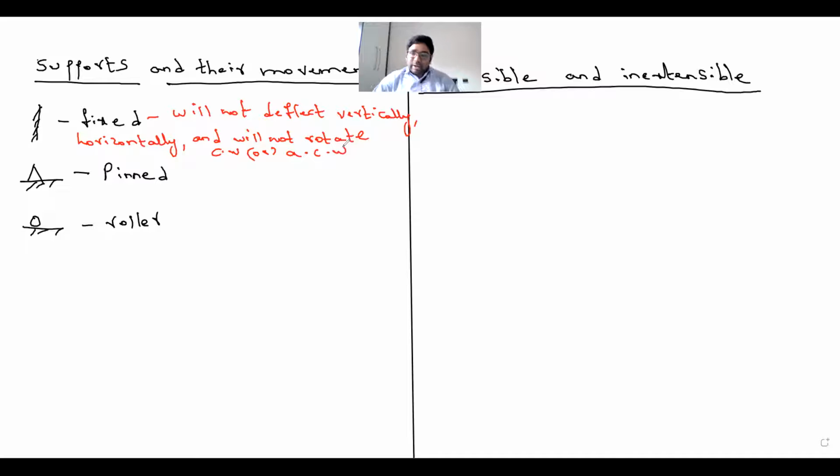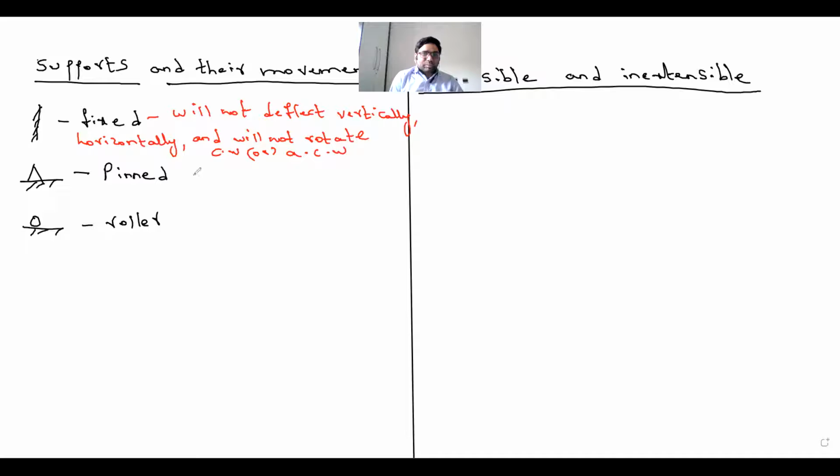What do we understand here? The way a fixed support can move will be equal to zero. A fixed support will have three reactions: vertical reaction, horizontal reaction, and the moment. But a fixed support cannot have horizontal deflection, vertical deflection, or rotation.